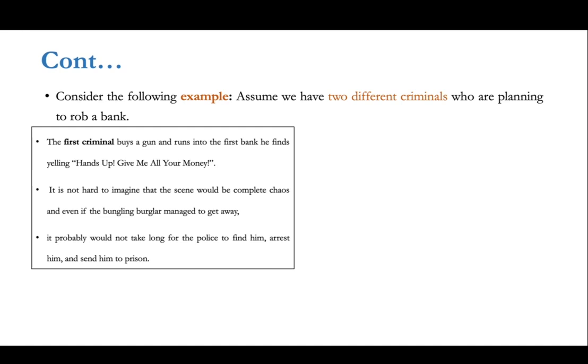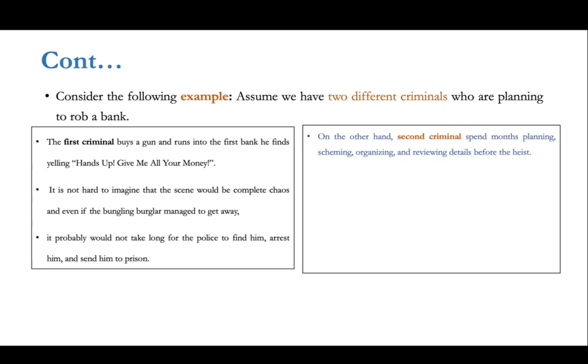In contrast, this is nearly every Hollywood movie in existence today, where criminals spend, in the second scenario, months of time planning, scheming, organizing, and reviewing details before the heist. They spend time getting weapons anonymously, planning escape routes, and reviewing schematics of the building.